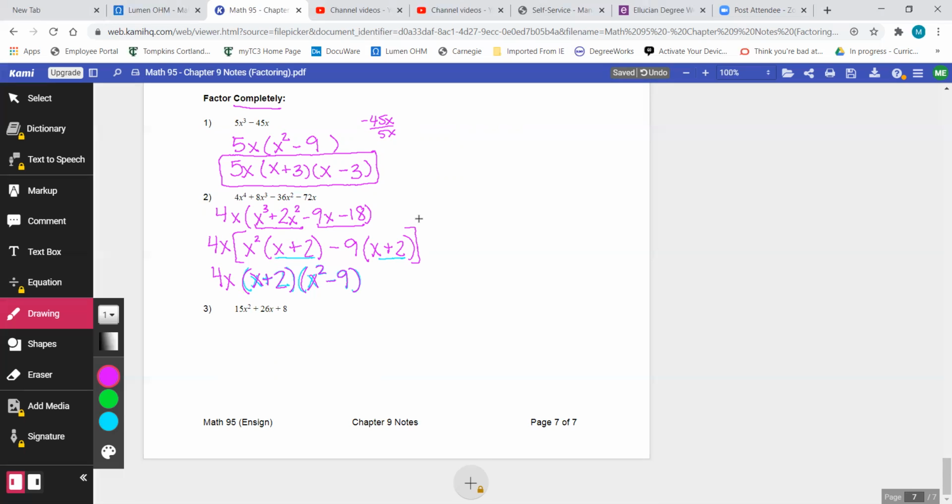If you notice, this guy right here can be factored more. That's difference of perfect squares. So I'm going to take my whole answer up here, 4x times x plus 2, and x squared minus 9 again is going to be x plus 3, x minus 3. Now I have factored this completely. None of the things in parentheses can be broken down anymore.